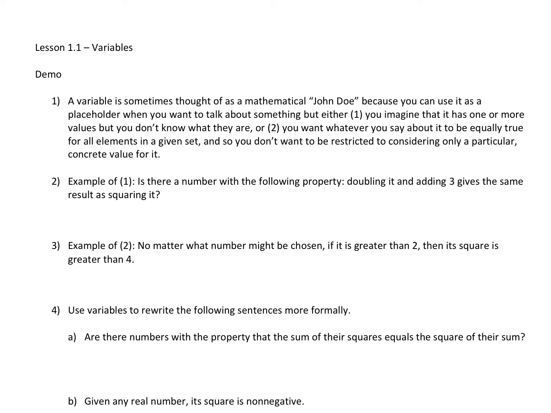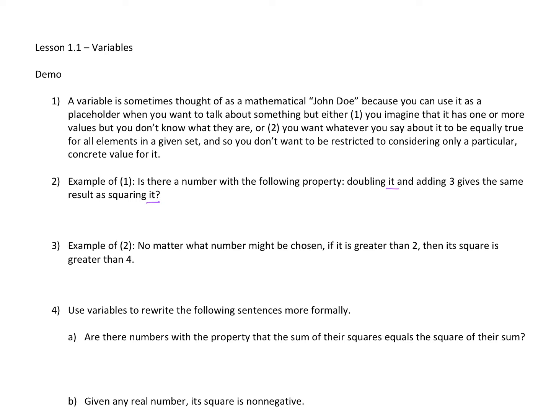So an example of one where you imagine that a variable has one or more values, but you don't know what they are. Is there a number with the following property? Doubling it and adding 3 gives the same result as squaring it. So it is a very vague word to use. So we are going to use a variable to represent this imaginary number that may or may not have this property.